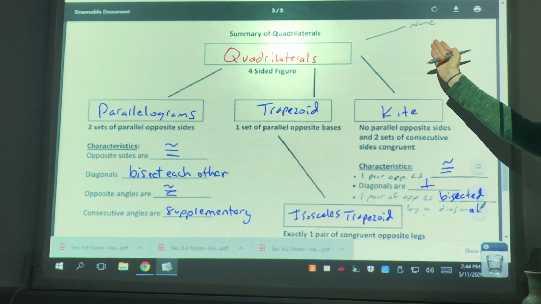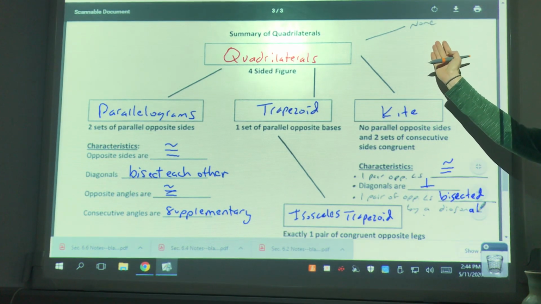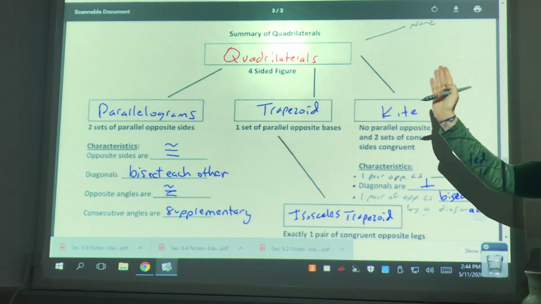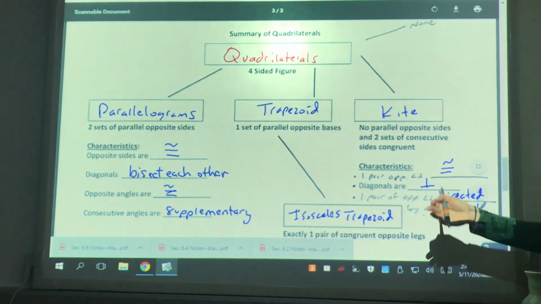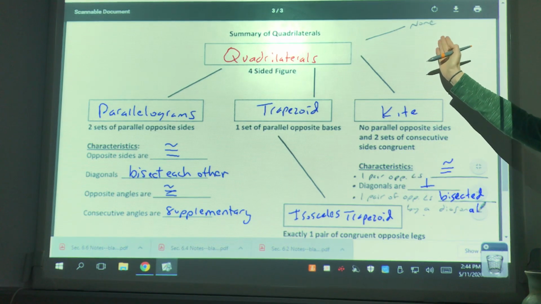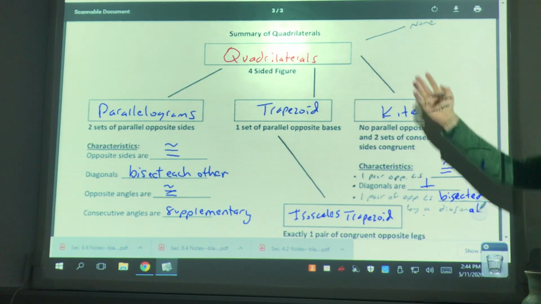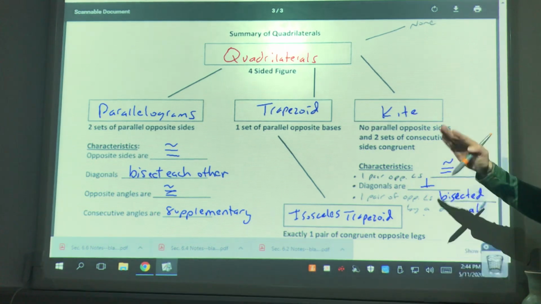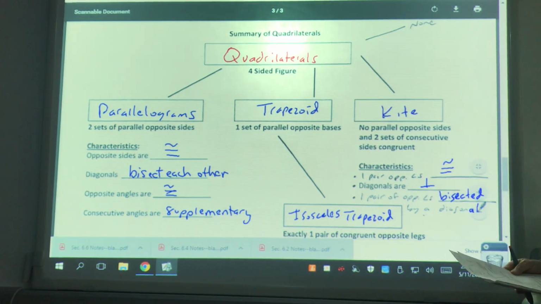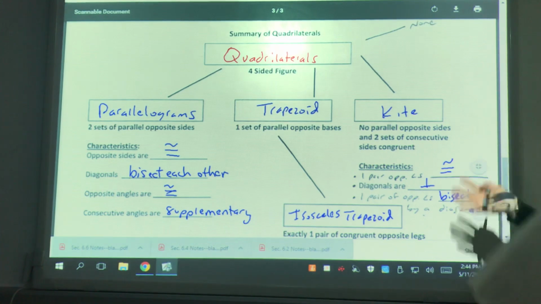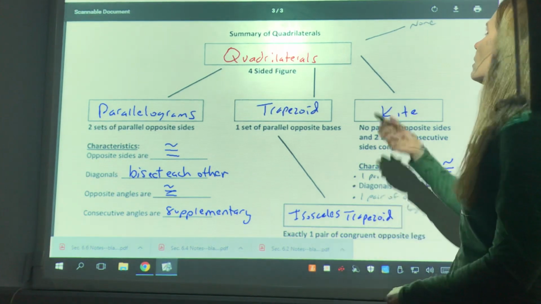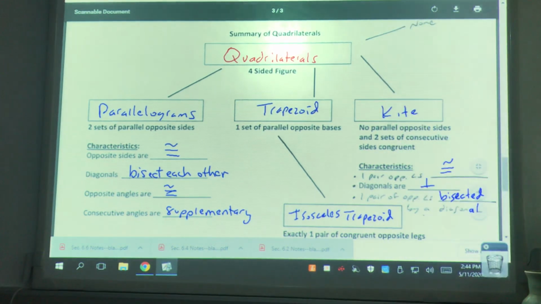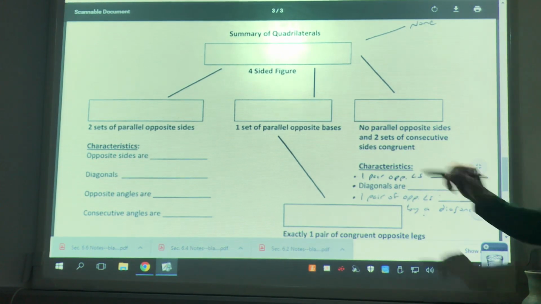So there are some quadrilaterals that are four-sided figures that are not parallelograms, trapezoids, or kites. They're just some random quadrilateral four-sided figure, and that's an option too, okay? But we're just not getting into those as much now. All right, so I'm going to move this up, and then we can fill in the bottom part of the page that includes the rectangle, rhombus, and square, just to give you a resource that has everything on one page.